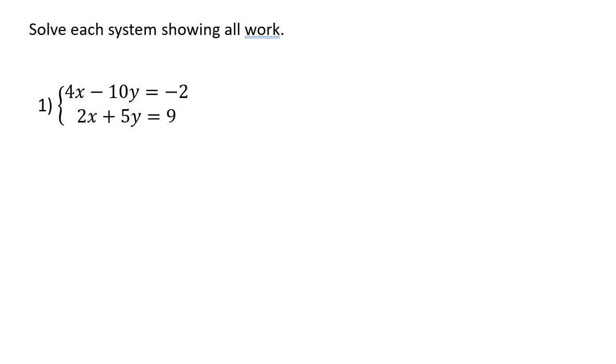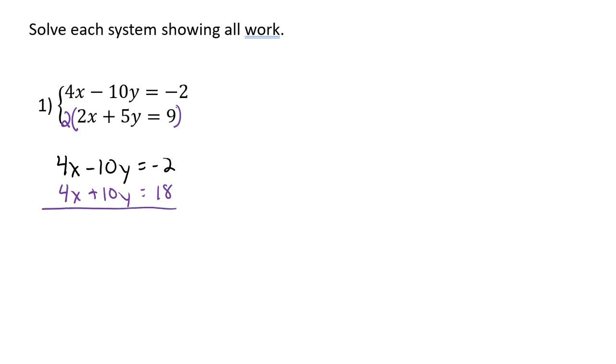Since it's yes to both of these, I can choose if I want to eliminate the x's or the y's. Now in this problem, I'm going to eliminate the y's because I see that the top equation has a minus 10y and the bottom is positive 5y, which means all I need to do is multiply by a positive number for these two to eliminate. So I'm going to multiply the bottom by 2 because 2 times 5 is going to give me 10. So my first equation stays the way it is. My second equation will become 4x plus 10y equals 18.